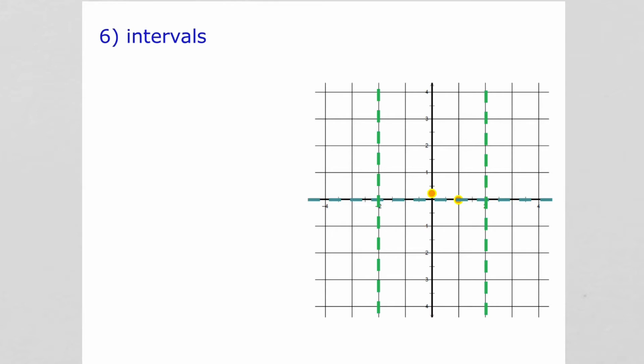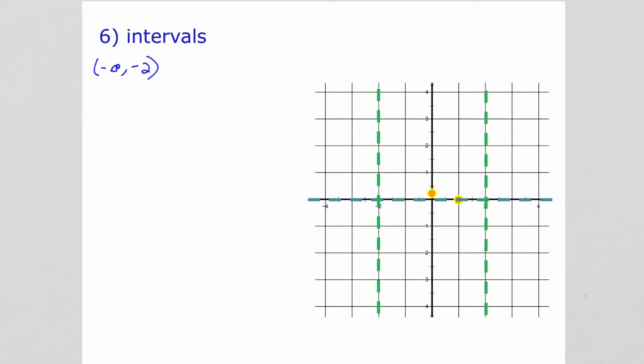Okay, next, intervals. We need some other points here. I cannot tell what this looks like from looking at it right now. So what we've got to do is pick some intervals. We pick intervals between our intercepts and between our vertical asymptotes and on either side. So the first interval I'm going to pick is over here, from negative infinity to negative 2.